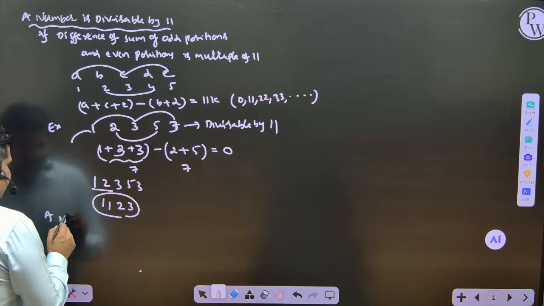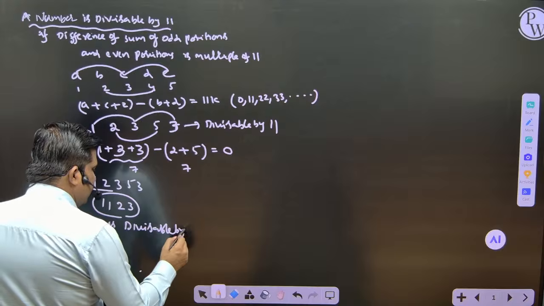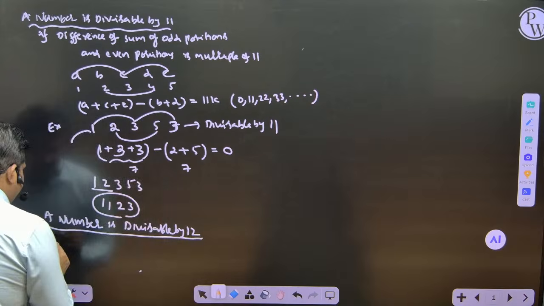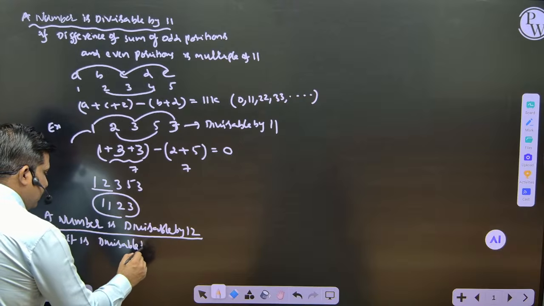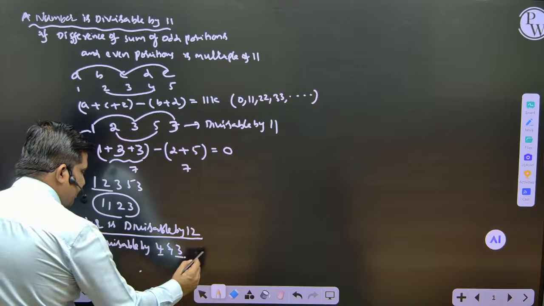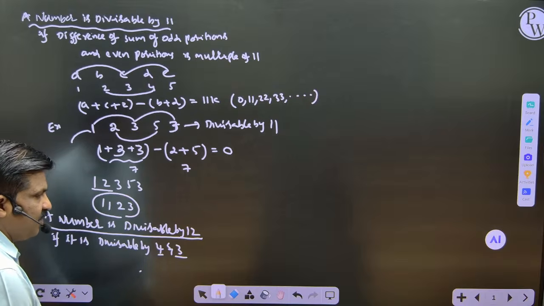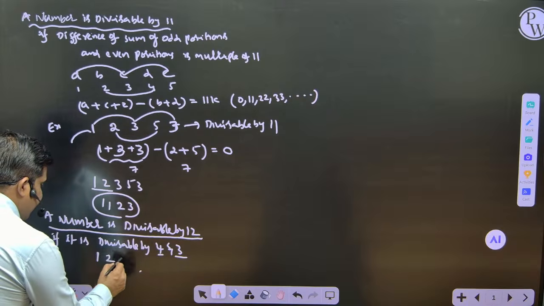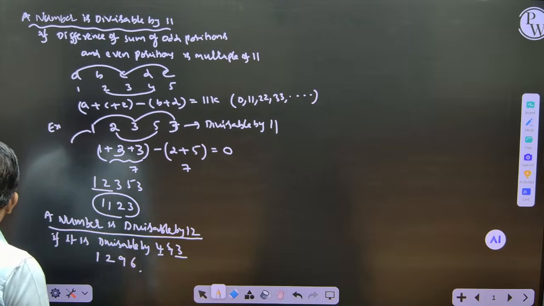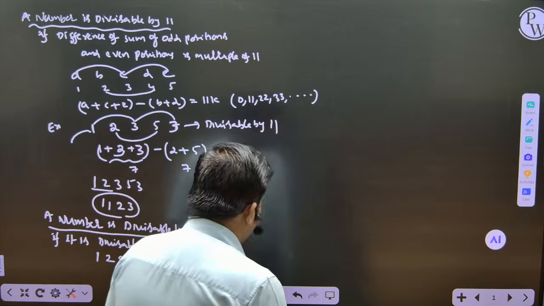When is a number divisible by 12? A number is divisible by 12 if it is divisible by 4 and 3. So see the number 1296, you take the number. A number should be divisible by 4 and 3 simultaneously. That number must be divisible by 4 and that number must be divisible by 3.